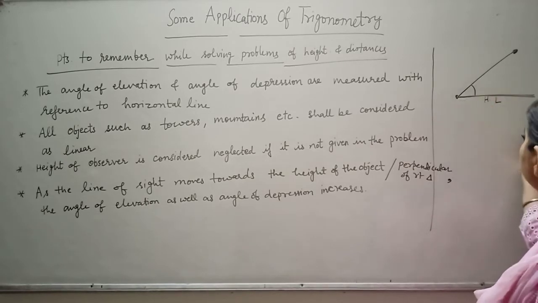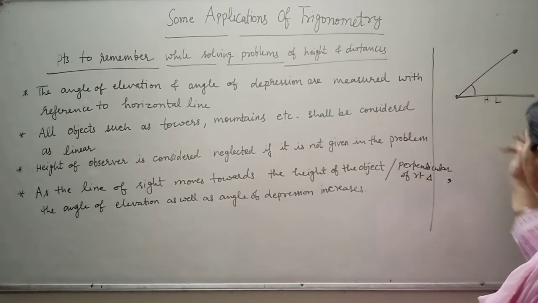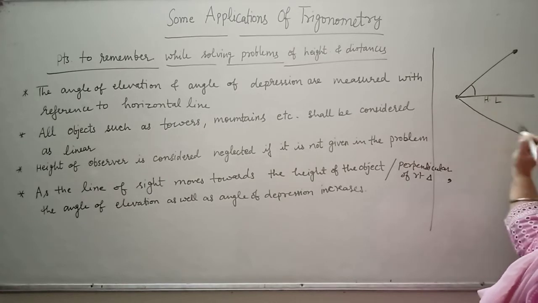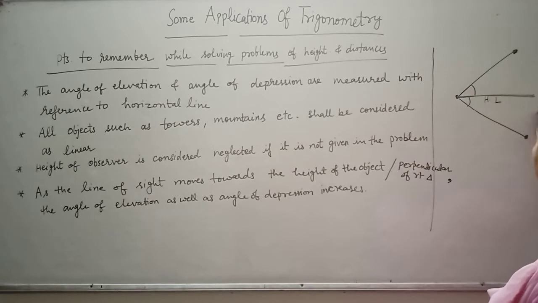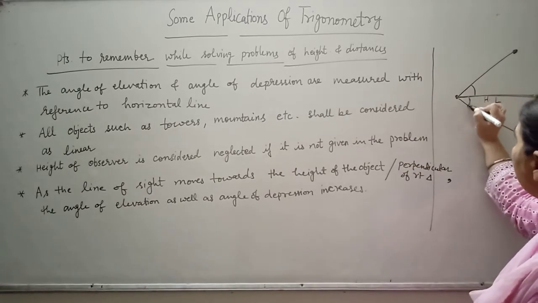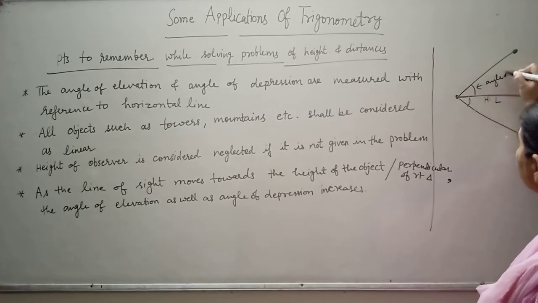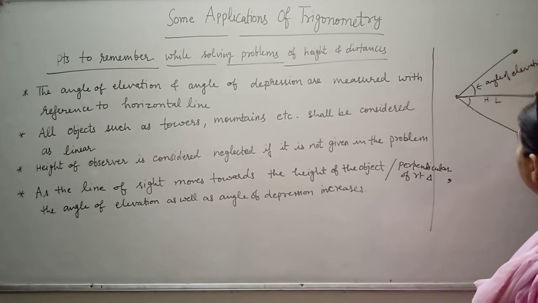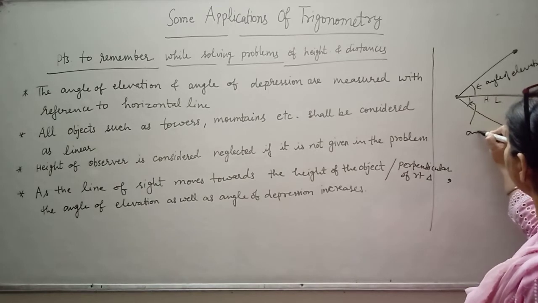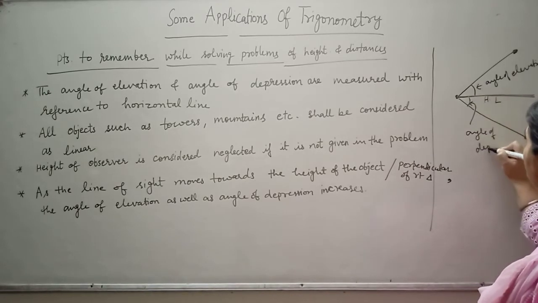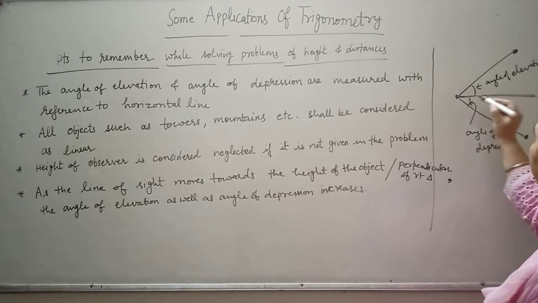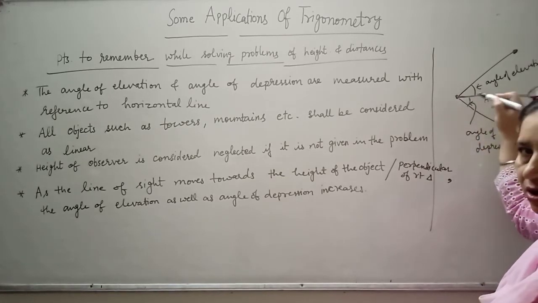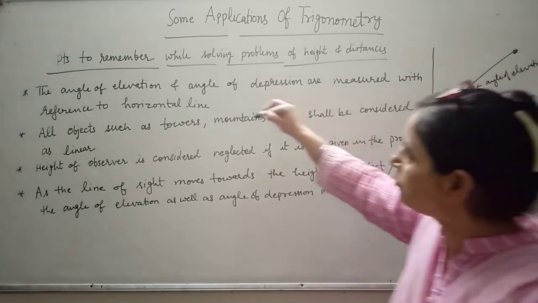And if the object is placed here below, then again this. Now because the object is placed below the horizontal line, this is the angle of depression. Again, the angle of depression in this case is measured with reference to this horizontal line. Horizontal line के साथ ही measure करते हैं. So this point is clear.